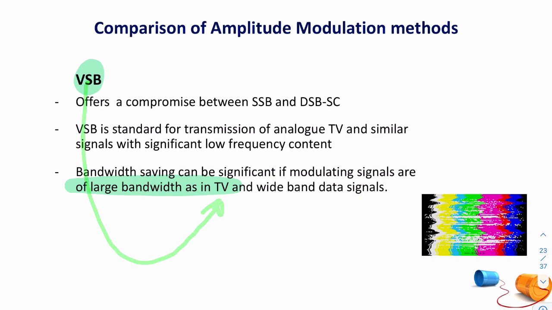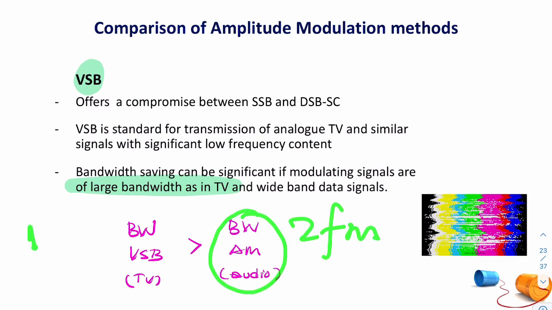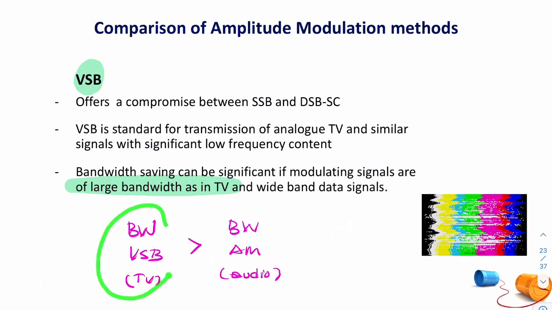But because VSB is typically used for television, its bandwidth, if it's for television, will still be greater than the bandwidth for AM if it's for audio, simply because this is going to be in kilohertz and this will be in megahertz. So even though here we have 2 FM and here we have maybe 1.3 FM or something like that, this will still win out.